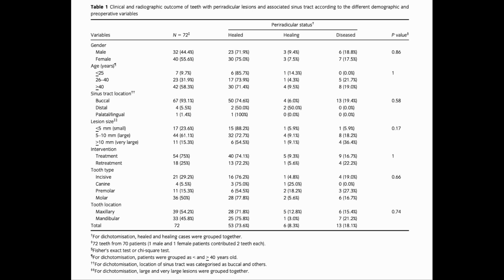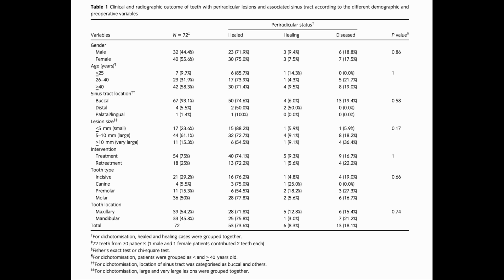They also found that teeth with a small periradicular lesion of less than 5 mm in diameter had a healed rate of 88%, while lesions that were large, 5 to 10 mm, or very large, more than 10 mm in size, completely healed in 72.7% and 54.5% of the cases respectively. Most of the sinus tracts occurred on the buccal side, and the most frequently affected teeth were the maxillary molars.